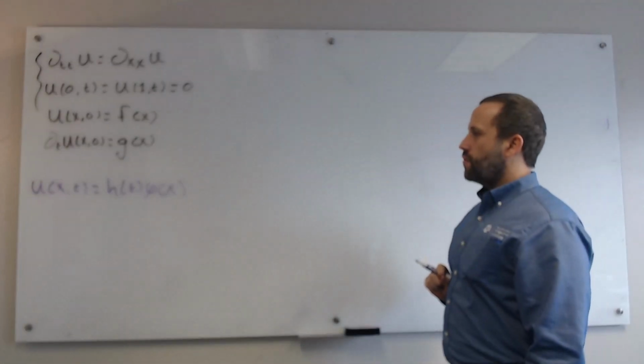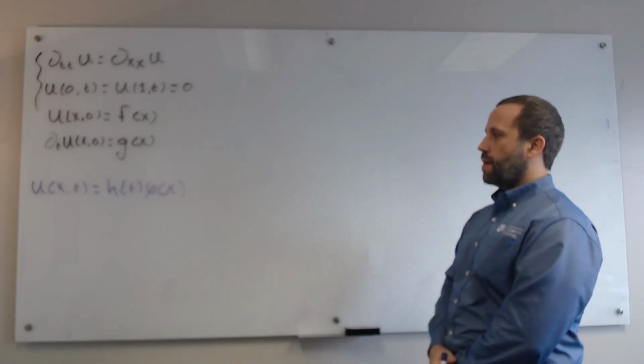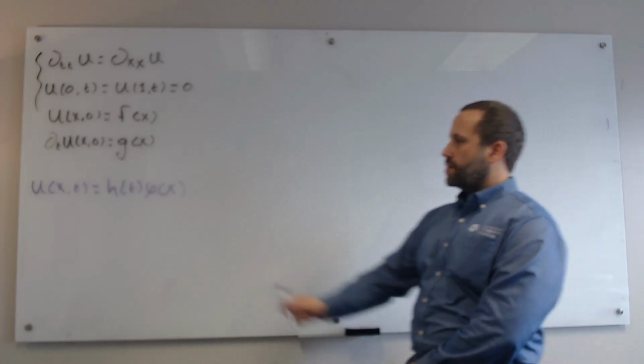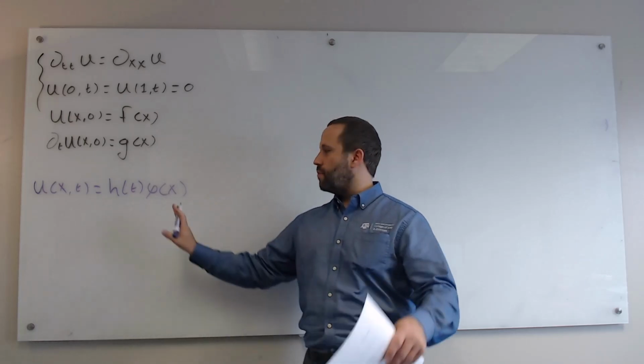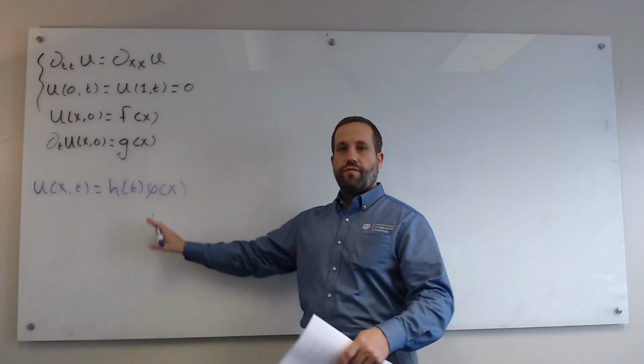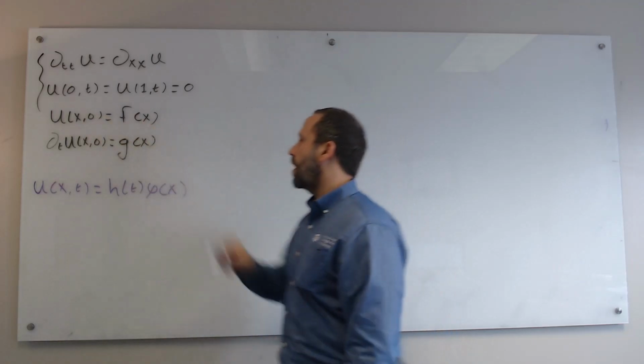Okay, so u of x,t equals h of t times phi of x, and now we are going to plug it into the PDE to see what we can determine about h and phi. And again, the reason that x goes with phi is that the boundary conditions are for x values.